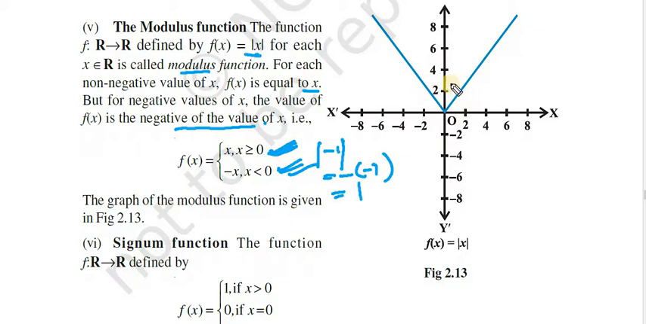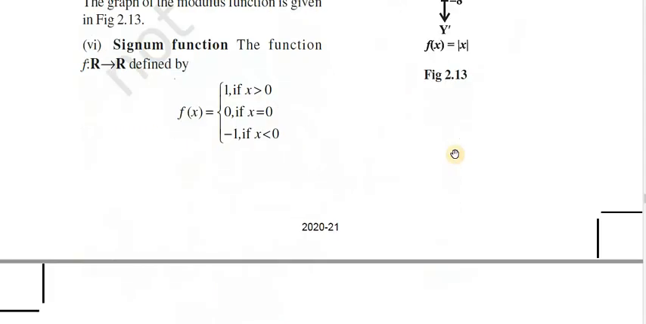You can just see. You just put a mirror here, so plain mirror. You can just see. Okay.